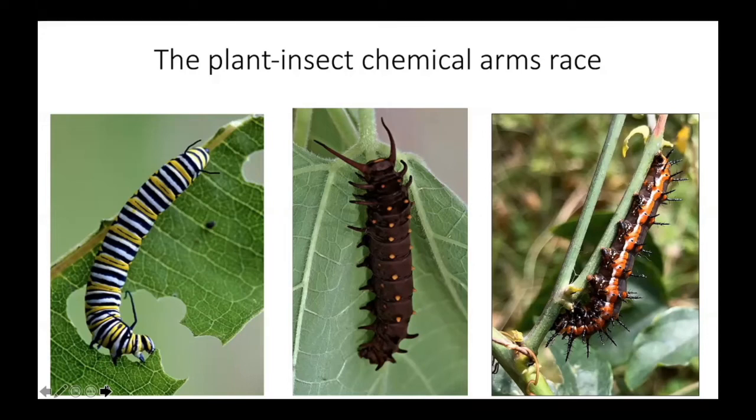So not only do these caterpillars have their own sort of innate behavioral ways of avoiding these toxins, they also have ways to even use the toxins for their own benefit. So again, monarchs are the best studied example. They will take some of those toxic cardenolides that are present in the milkweed, and they will sequester them in their own insect tissue.